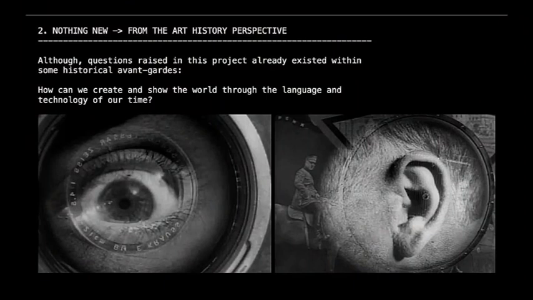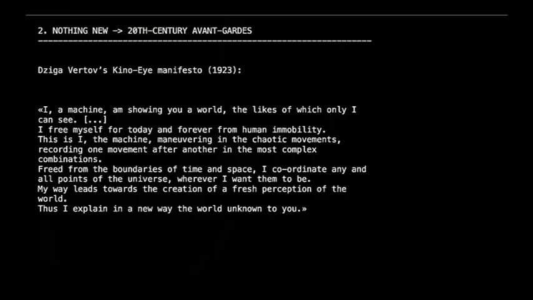So we'll explain a bit the technique, but first we wanted to introduce the context, the more global context. From an art history perspective, this kind of approach already existed, within the historical avant-garde. The question could be, how can we create and show the world through the language and the technology of our time? It's something that Dziga Vertov already states in his Kino Eye manifesto in 1923.